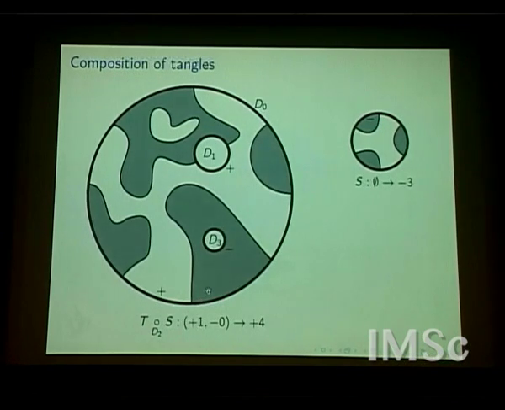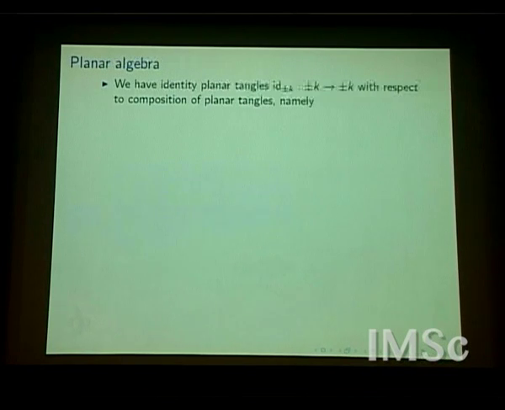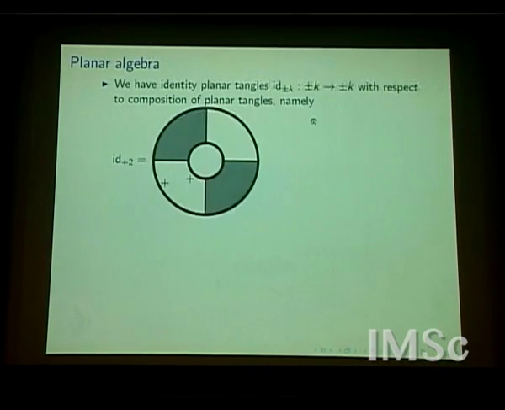Okay. So this is how you compose, and with respect to this composition you have identity, okay, the identity tangle, and this is just the identity tangle of +2. So if you compose this tangle inside another, you just don't get anything new, okay, it's just joining everything to the internal disk. So this is the identity tangle. So now what is a planar algebra?